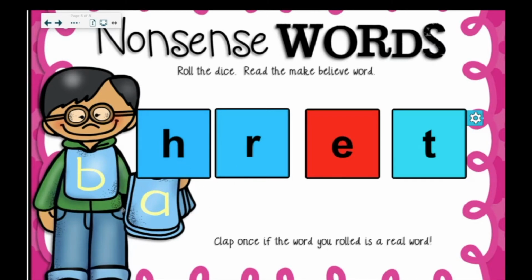So let's first rehearse the word. That means to sound out each letter. And then we're going to perform the word and read it as a word. Ready, set, rehearse. Her-et. Ready, set, read. Her-et. That's a nonsense word.